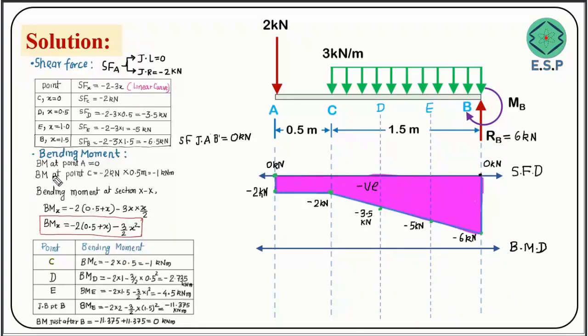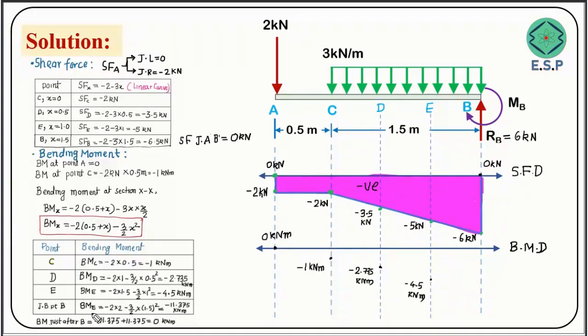The bending moment at point A is going to be 0 kilonewton meters. Then at point C we got minus 1 kilonewton meter. Next, at point D we are getting minus 2.735 kilonewton meters. At point E we are getting minus 4.5 kilonewton meters.